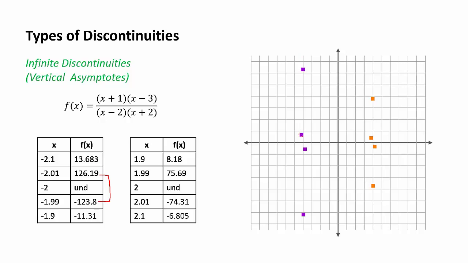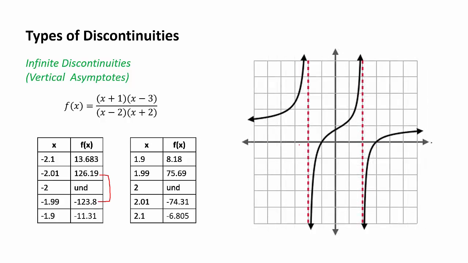Something is different on the left side of that value compared to the right side of that value. So if I actually make the graph for this, it's going to look something like this. It has 2 vertical asymptotes.